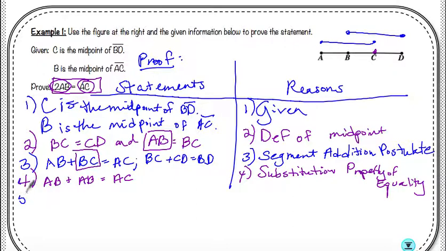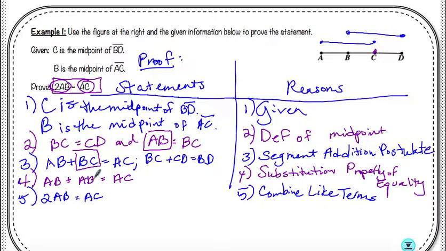Okay. And the last step is this, what I have here, looks really close to this. The only thing that I want to do is I want to say 2AB is equal to AC. And all I did was combine some like terms, because AB plus AB is 2AB. So now that we have this statement, that's what we were trying to prove, we're finished. We have proven what we were trying to prove.